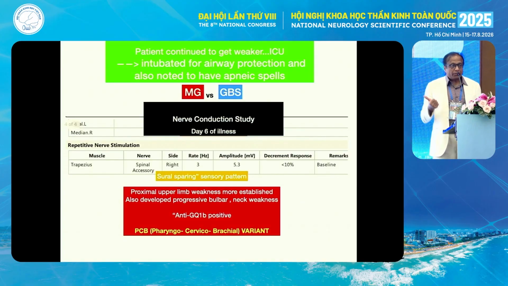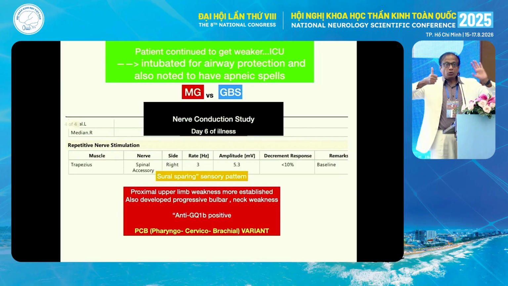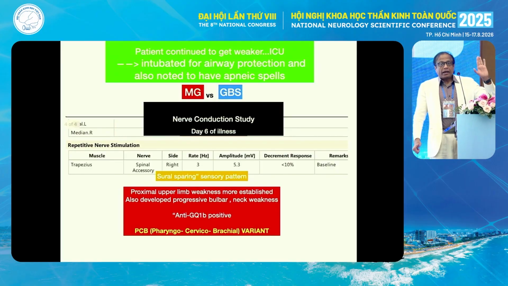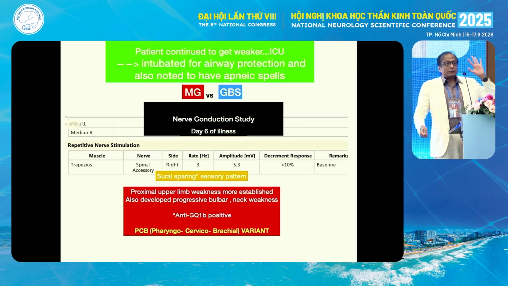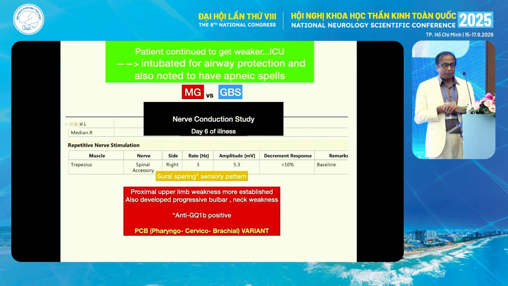It didn't show any decremental response, but it showed the characteristic sural sparing. We all know sural sparing is a very useful tool to diagnose Guillain-Barré syndrome and also to rule out the mimics, because most of the mimics I told you about, whether it's diphtheric neuropathy, rabies, beriberi neuropathy, or porphyria, they don't have the sural sparing pattern. So the sural sparing pattern, if it's present, is very helpful to confirm your suspicion that it's Guillain-Barré syndrome.